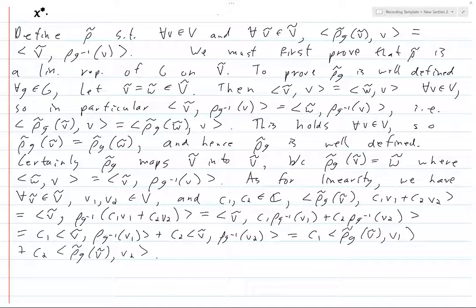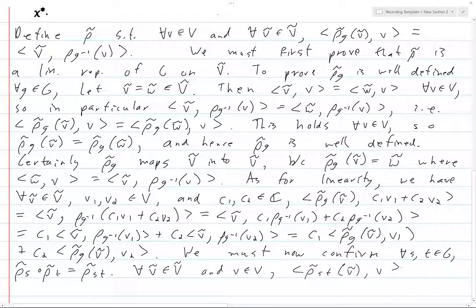We must now confirm that for all S and T in capital G, rho tilde S of rho tilde T is equal to rho tilde of ST. Because that's the last thing that we need for this to actually be a linear representation. For all v and all v tilde, let's just do this. It's basically going to be the same computation as last time. You just pass everything to rho, and then get all your facts that way.